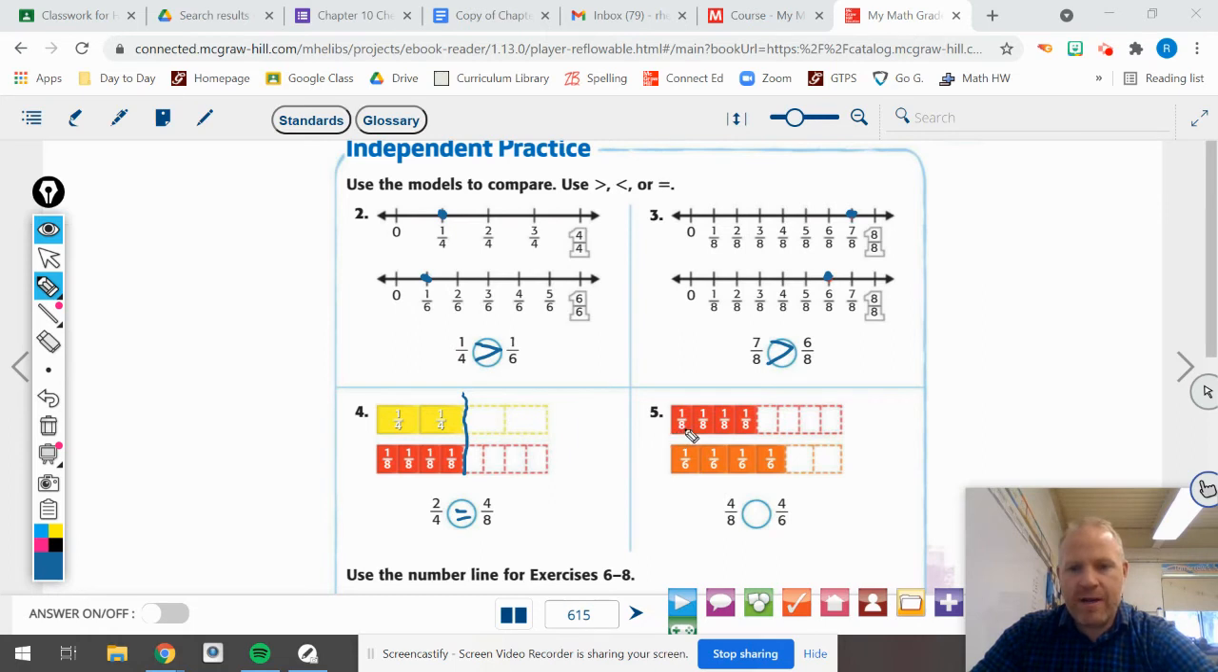Next we have 1/8 4 times and 1/6 4 times. So 4/8 versus 4/6. And we see that 4/6 is further along or bigger. So 4/8 is less than 4/6.